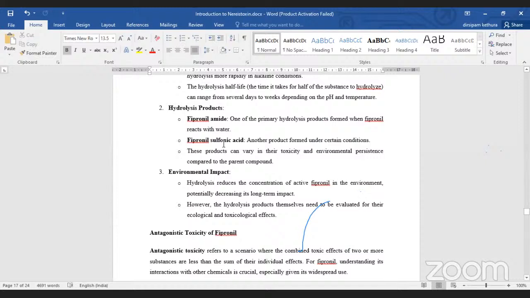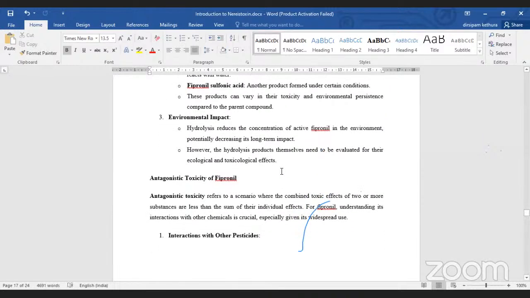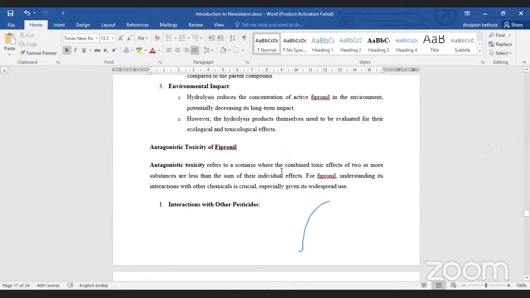And coming to the hydrolysis products, one of the primary hydrolysis products formed when fipronil reacts with water is fipronil amide. Another product formed under certain conditions, meaning in the presence of different chemicals and environmental conditions, is fipronil sulfonate acid. And coming to the environmental impact, fipronil undergoes hydrolysis that reduces the concentration of active fipronil in the environment, which potentially decreases its long-term impact. However, the hydrolysis products themselves need to be evaluated for their ecological and toxicological effects.